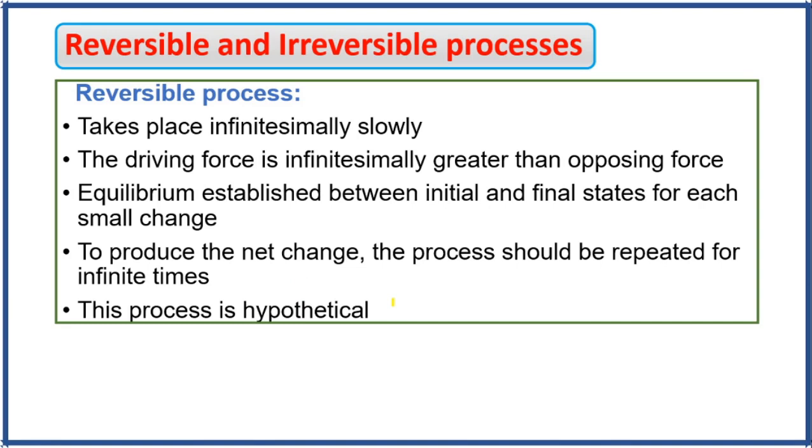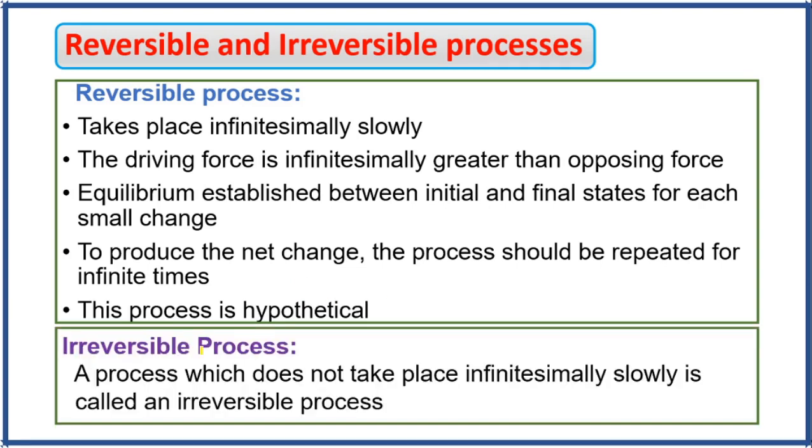We will discuss this with an example in the next slide. Now we will go to the irreversible process. An irreversible process is the process where the system undergoes change suddenly. That means it is not a very slow process, it is a fast process, and it takes place in a single step, not in multiple very slow steps. The system will undergo the change in a single step. That process is called an irreversible process.